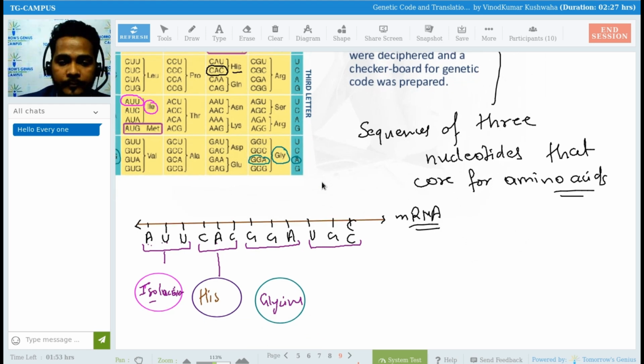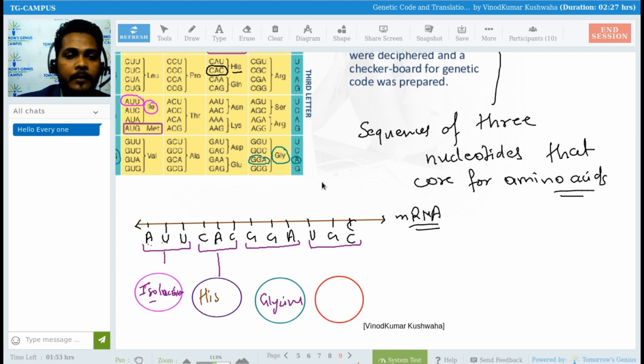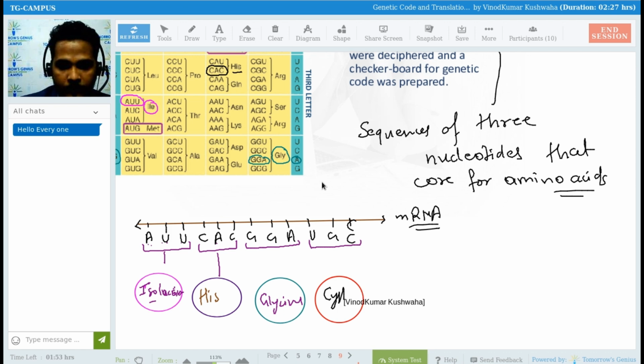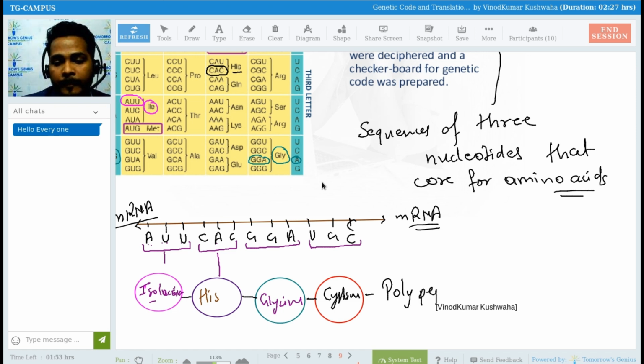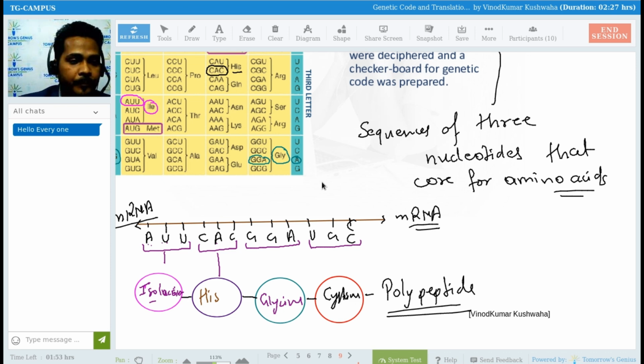So this is cysteine, right? This is the mRNA, and this sequence is called a polypeptide. This is a polypeptide. Clear? This is a polypeptide.